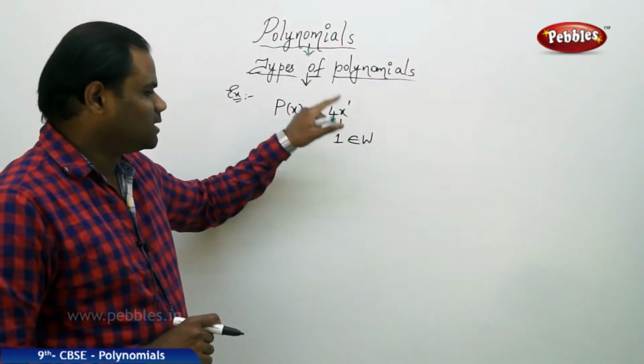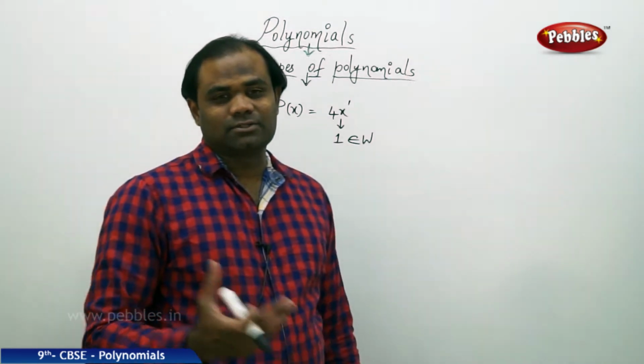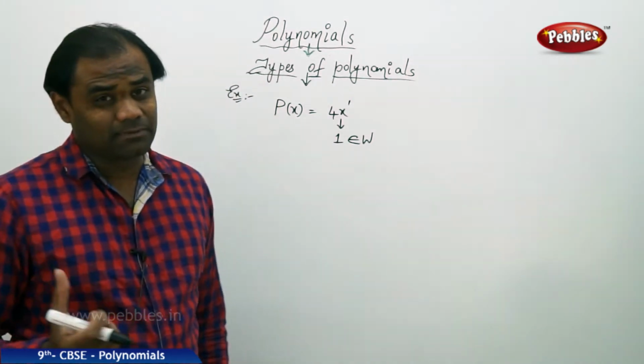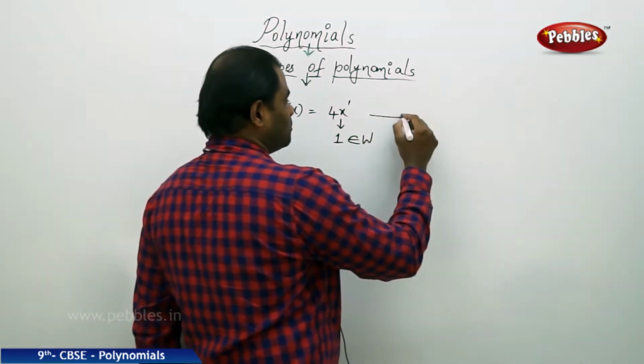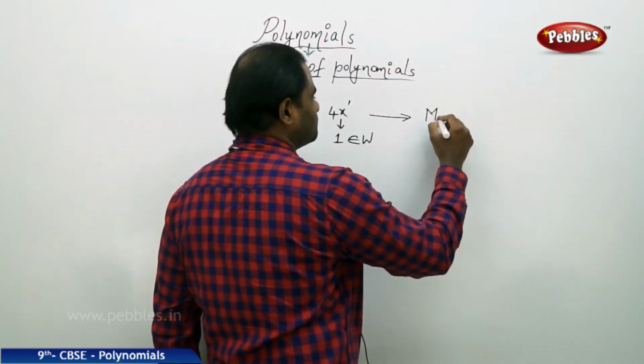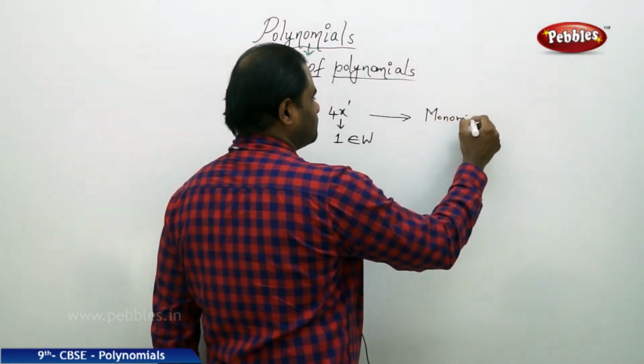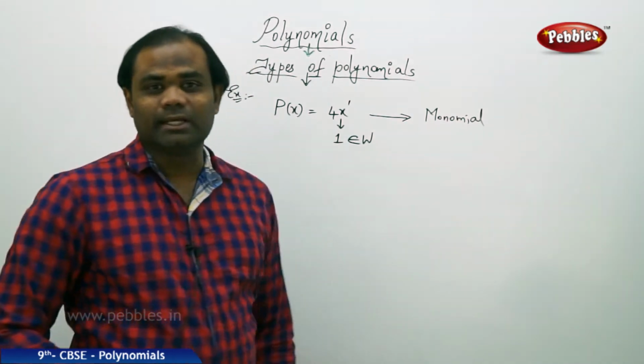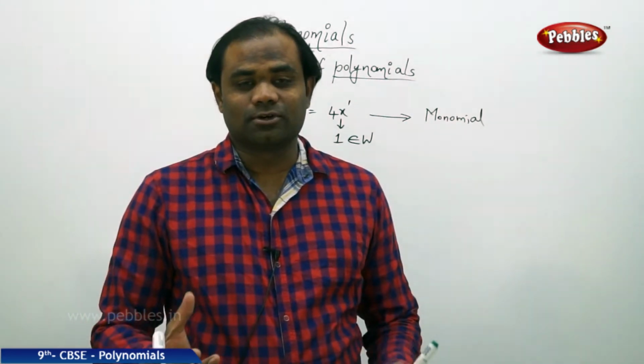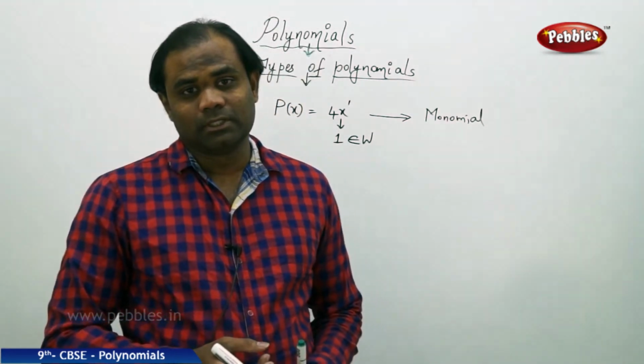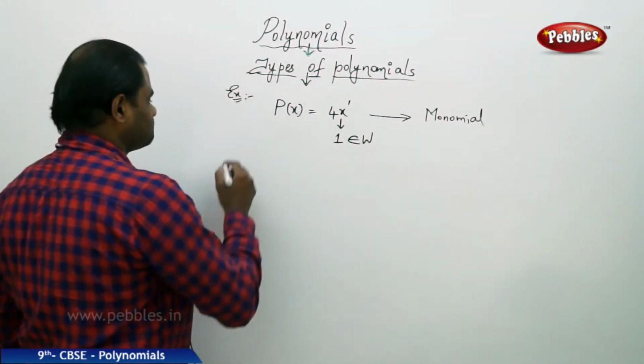Now, in this case, any polynomial which has one term has got its specific name, which is called a monomial. A monomial is a polynomial which consists of only one term. Let's take one more example.